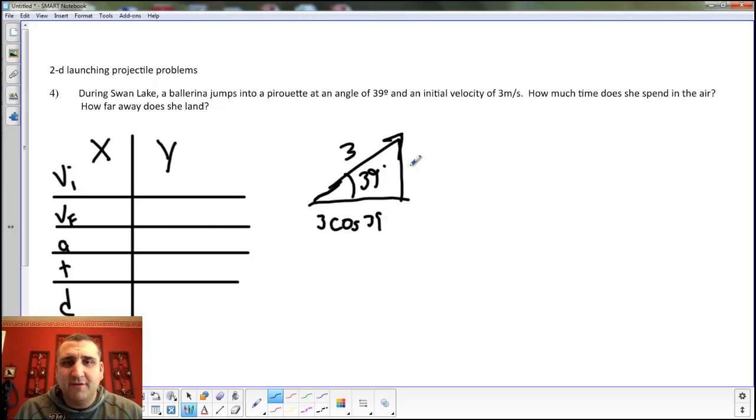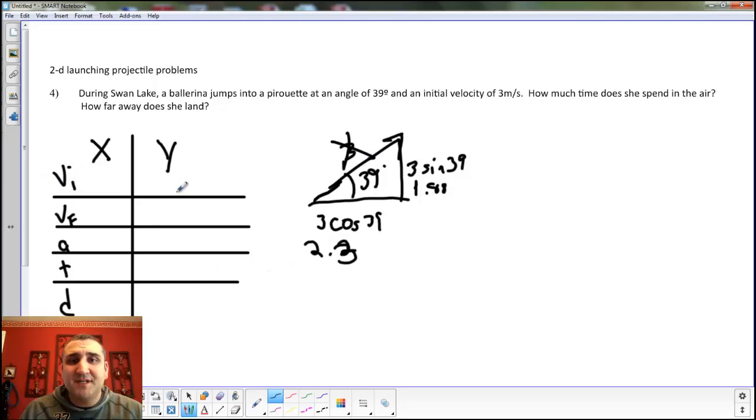And this 3 becomes irrelevant to us because now we're going to have an initial velocity in the x dimension and an initial velocity in the y dimension. Plugging into your calculator, you should get 2.3 meters per second in the x and 1.88 meters per second in the y. So now this stuff can be thrown in here. Our initial velocity in the x was 2.3, final is going to be 2.3, our acceleration is going to be 0. And the y is going to be 1.88, and our acceleration is going to be -10.